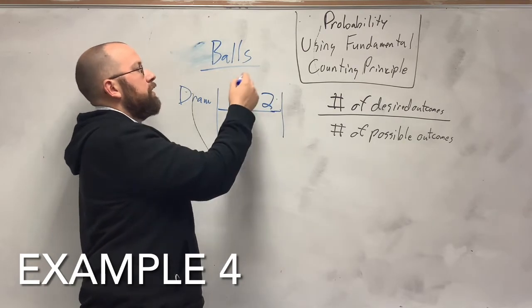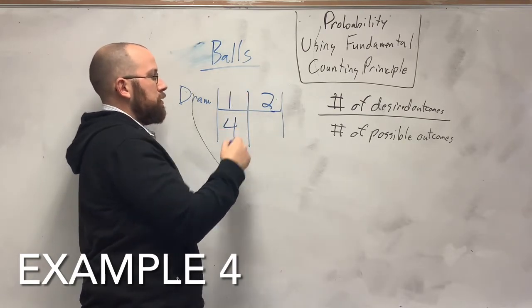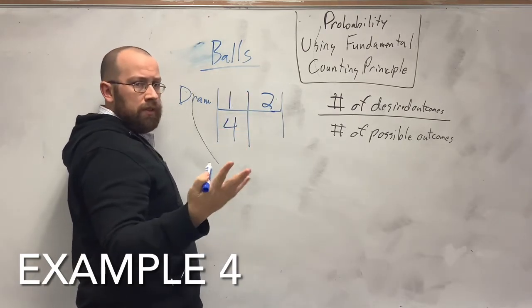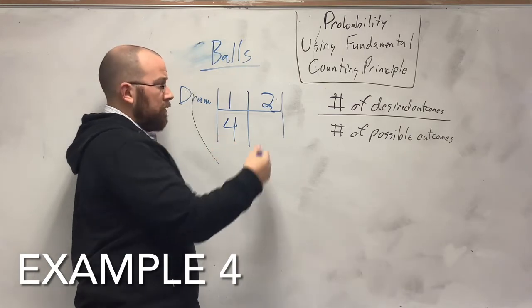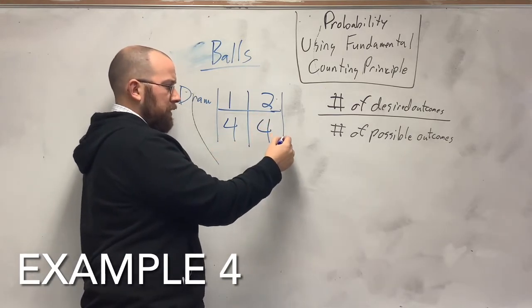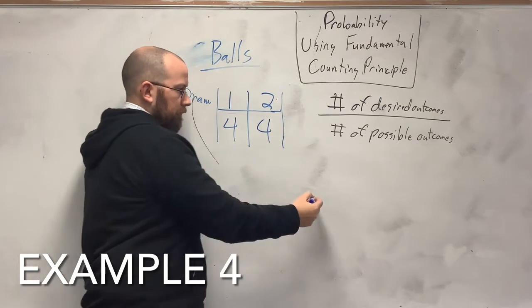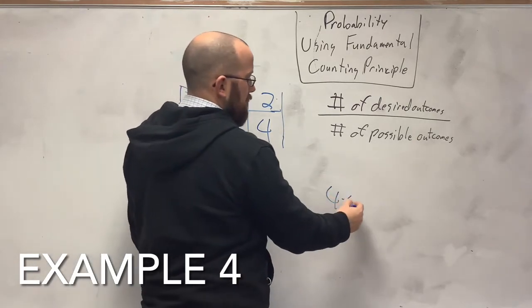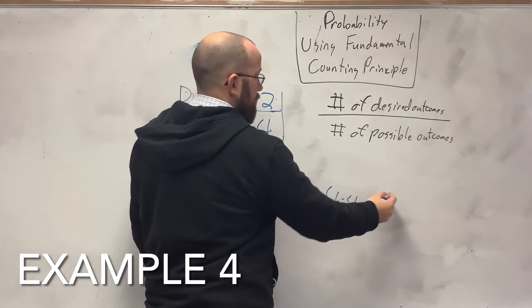There are 4 different color balls. So on my first draw, I have 4 different things that I can get out. On my second draw, there are 4 different colors that I can draw. So the number of possible outcomes is 4 times 4, which is 16.